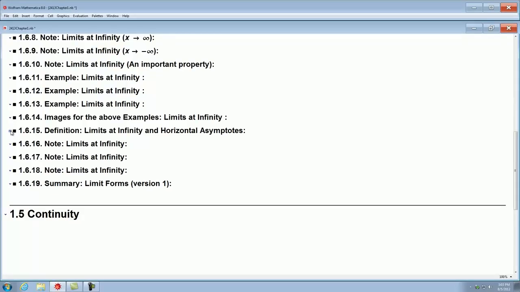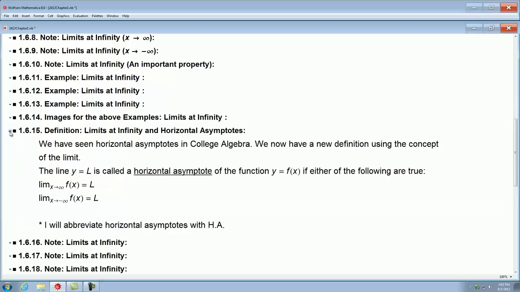Okay, so how is the limit at infinity connected to the horizontal asymptote? Horizontal asymptote was in college algebra. It's a horizontal line that our function is headed towards. That line, y equals L, a horizontal line, is called a horizontal asymptote if, as we head to infinity, our function approaches that line, or as we head to negative infinity, our function approaches that line L. We'll abbreviate HA for horizontal asymptote.